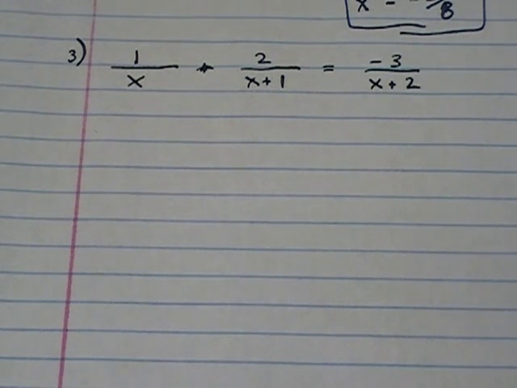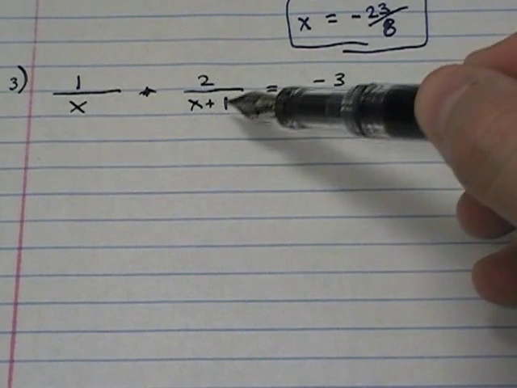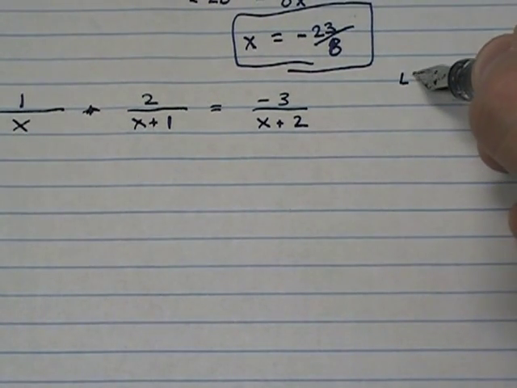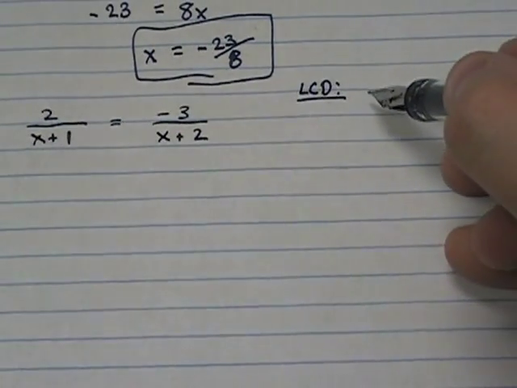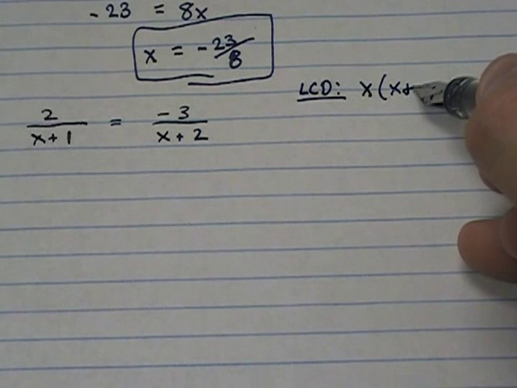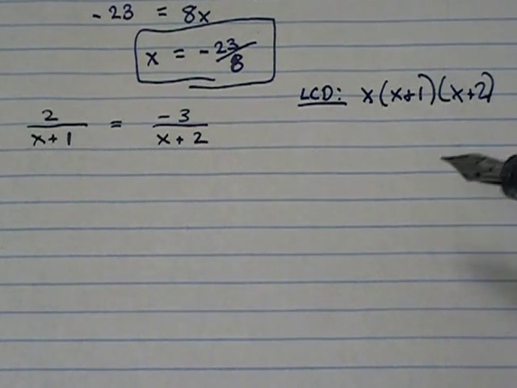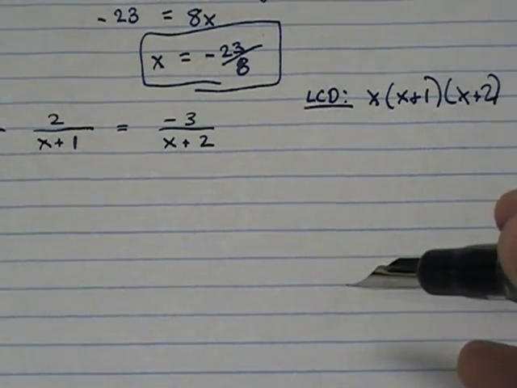So what do we do? Well, we've got to find our LCD first. So we factor these. Well, do these factor? None of these factor. Well, if they don't factor, then the LCD just has to be these three denominators together. So it's x, x plus 1, x plus 2. That's your common denominator. So I'm going to multiply each fraction by the common denominator and see what we get.